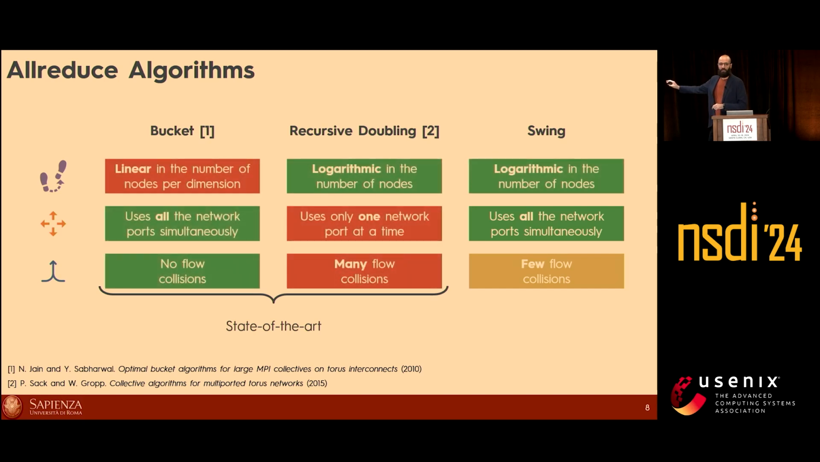Now, as you can see here, what we would expect is that this would outperform the other 3 algorithms, I didn't show the other one, for almost all the cases, except for very, very large Allreduce. For very large Allreduce, these few flow collisions will still have a performance impact, and we will see this in the evaluation.